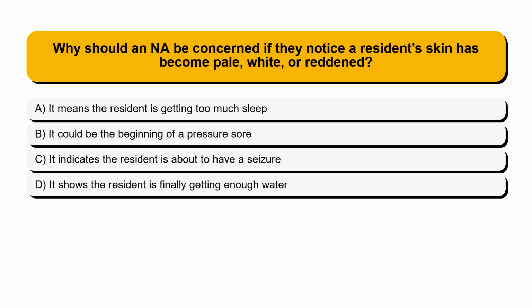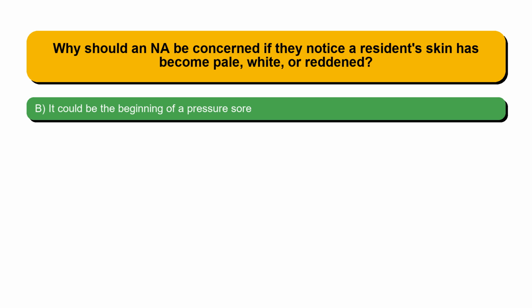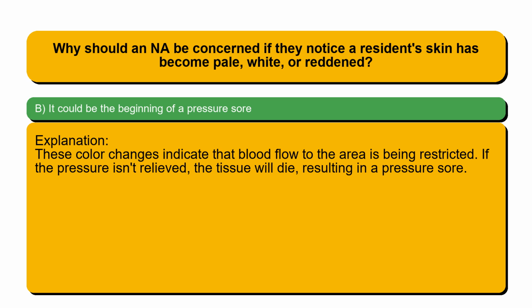Question 92. Why should an NA be concerned if they notice a resident's skin has become pale, white, or reddened? Option A. It means the resident is getting too much sleep. Option B. It could be the beginning of a pressure sore. Option C. It indicates the resident is about to have a seizure. Option D. It shows the resident is finally getting enough water. The correct answer is option B. It could be the beginning of a pressure sore. These color changes indicate that blood flow to the area is being restricted. If the pressure isn't relieved, the tissue will die, resulting in a pressure sore.